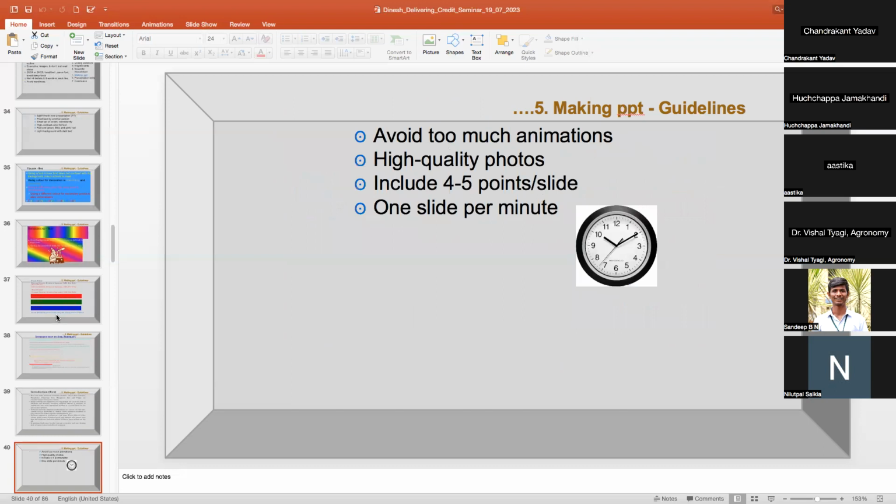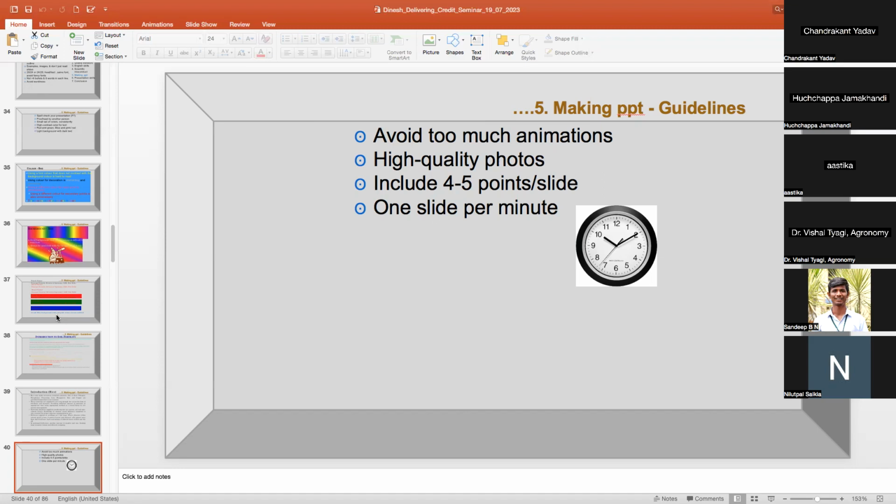Avoid too many animations. Many times students use so many animations that they distract the audience. For a gold medal presentation, it is all right, where you need to present everything in 10 minutes or 8 minutes. But for a seminar, too many animations are not desirable. High quality photos are necessary. Photos should be very clear, very attractive, and of good quality.